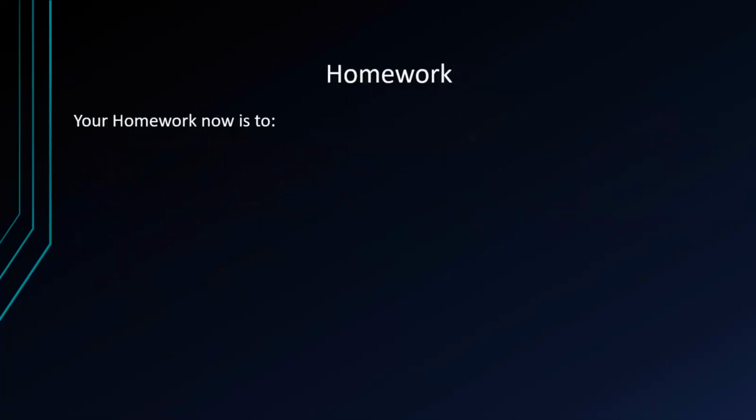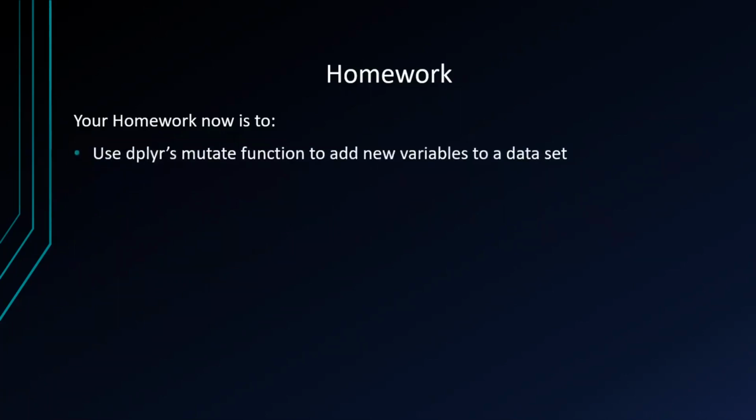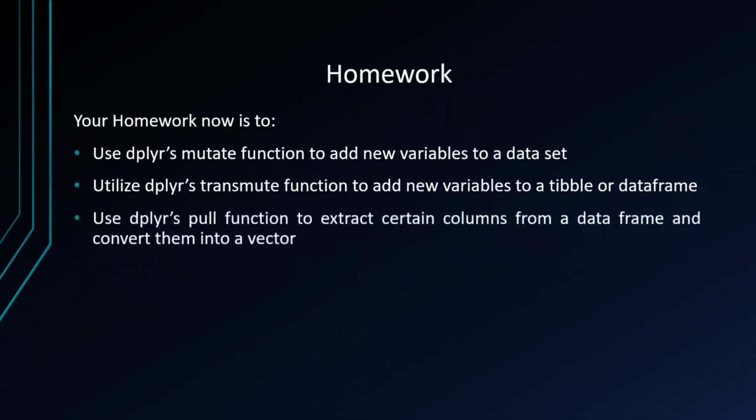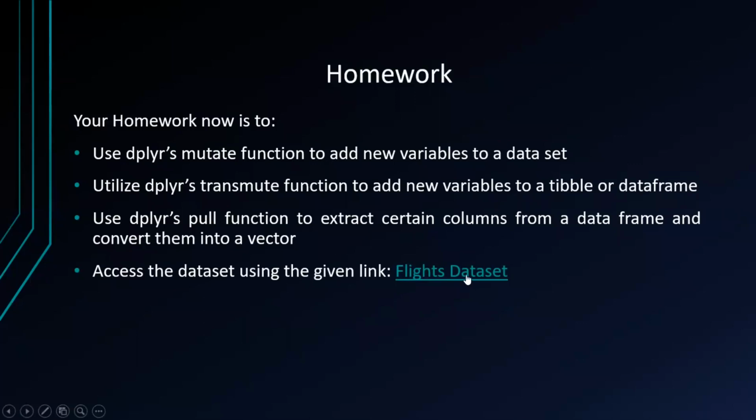Now, let's move to your homework. Your homework now is to use the dplyr mutate function to add new variables to a data set. Utilize dplyr's transmute function to add new variables to a table or data frame. Use dplyr's pull function to extract certain columns from a data frame and convert them into a vector. So you can access the dataset link by clicking just here, and it will direct you to the site where you will find the dataset.